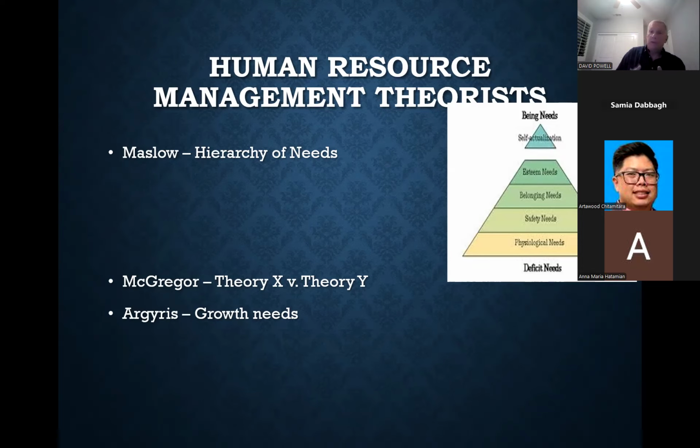But Maslow's telling us we have to know each of our individual employees, and the organization then has to try and help that employee meet those needs. Douglas McGregor, our second human resource management theorist, really was a very big believer in Abraham Maslow. And so he built his theories off of Maslow's theories. McGregor presents us with theory X and theory Y. Not very creative names, but they serve their purpose.